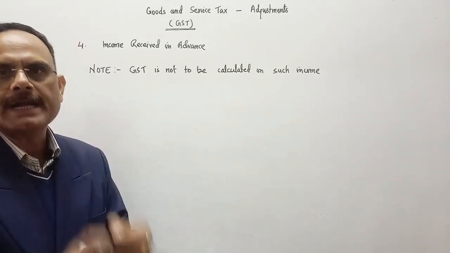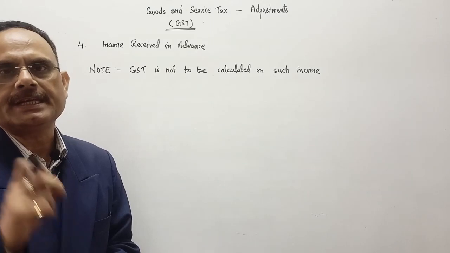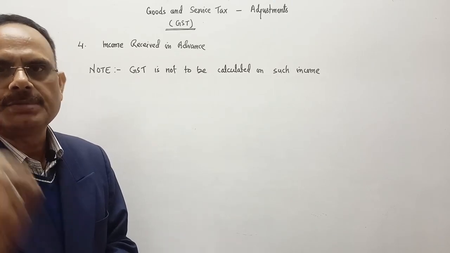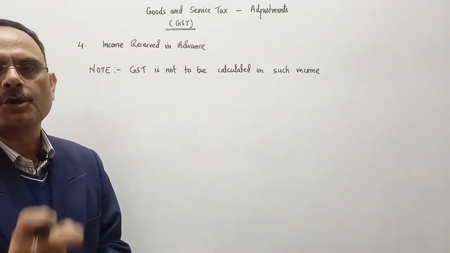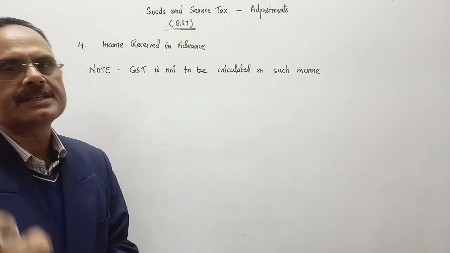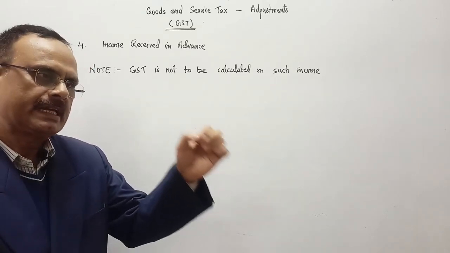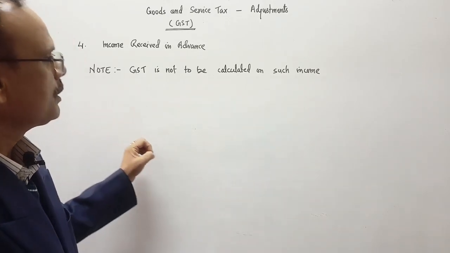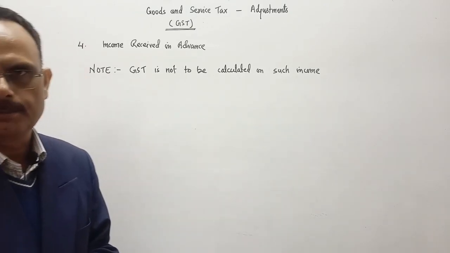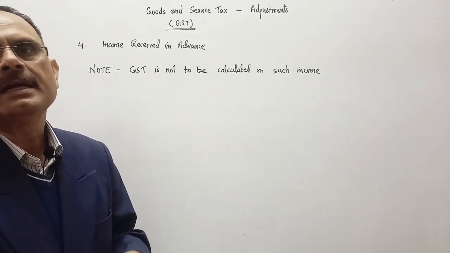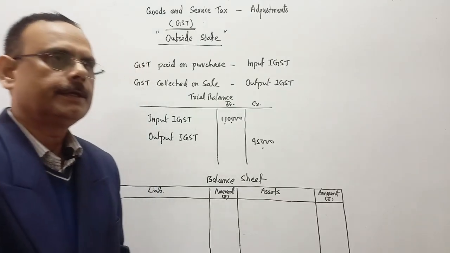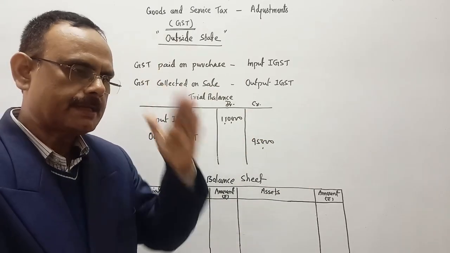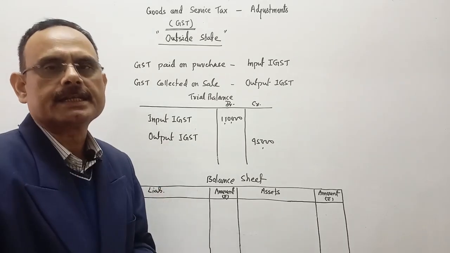Why? Because already the entry of GST is done when such income is received by the company or by the business. Already that is credited, means output SGST or output CGST is already credited when that income is received. So in the adjustment entry we are not going to do the calculations of GST on such income, means income received in advance.